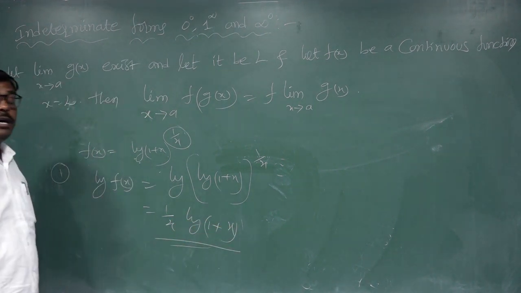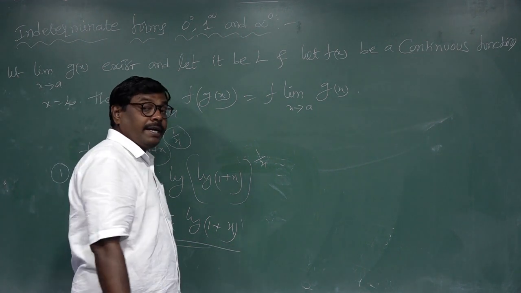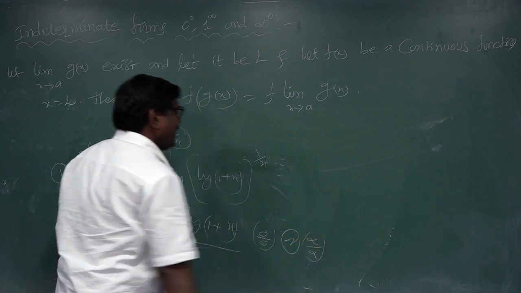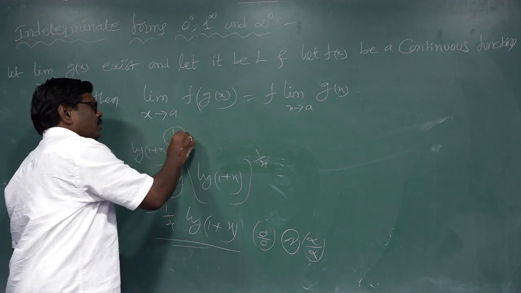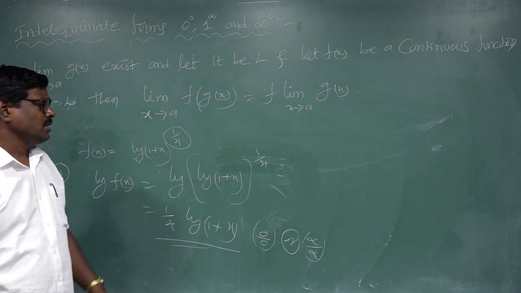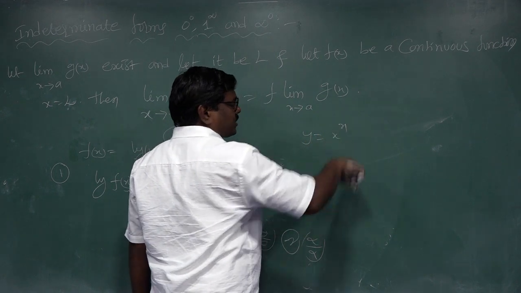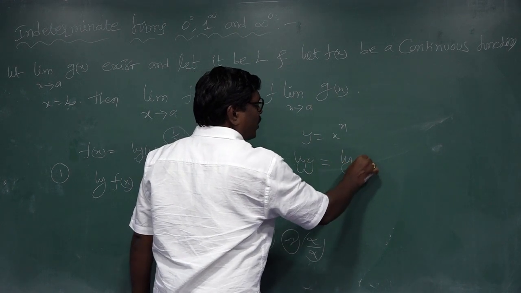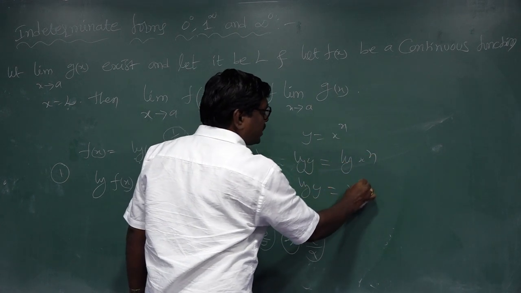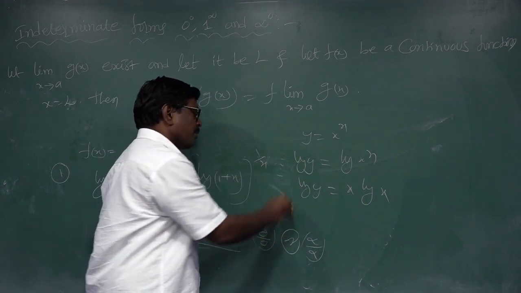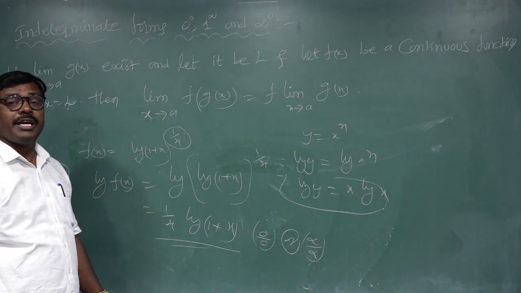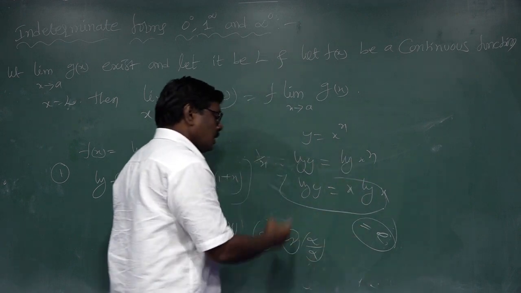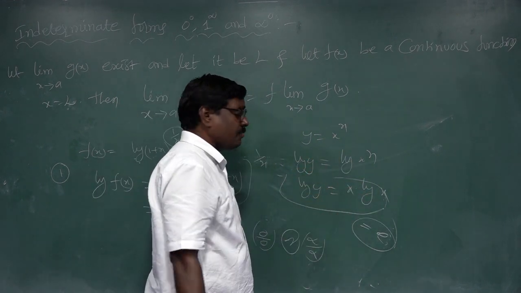Yes, this changes to an indeterminate form, 0 by 0 or infinity by infinity. For any function with a power of another function, take the log on both sides. Suppose y is equal to x power of x. Taking log on both sides, log of y equals log of x power of x, so log of y equals x into log of x. Now apply the limit. The solution is e.